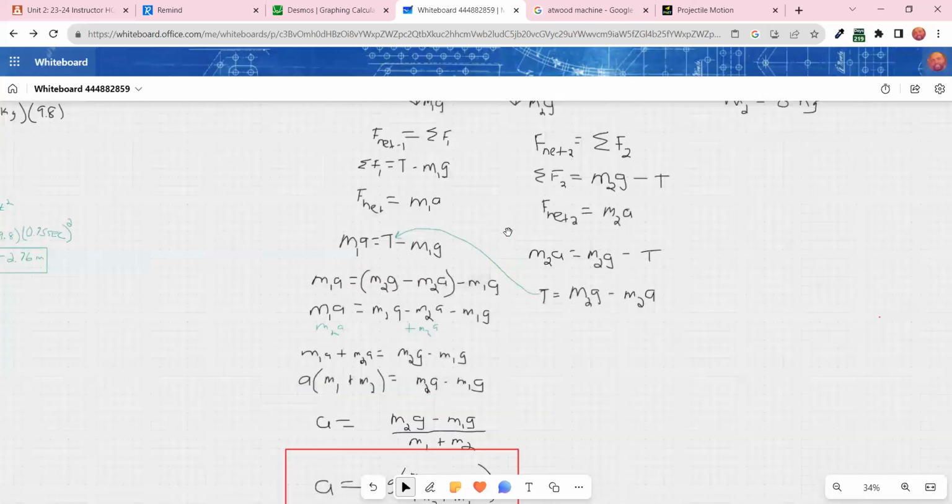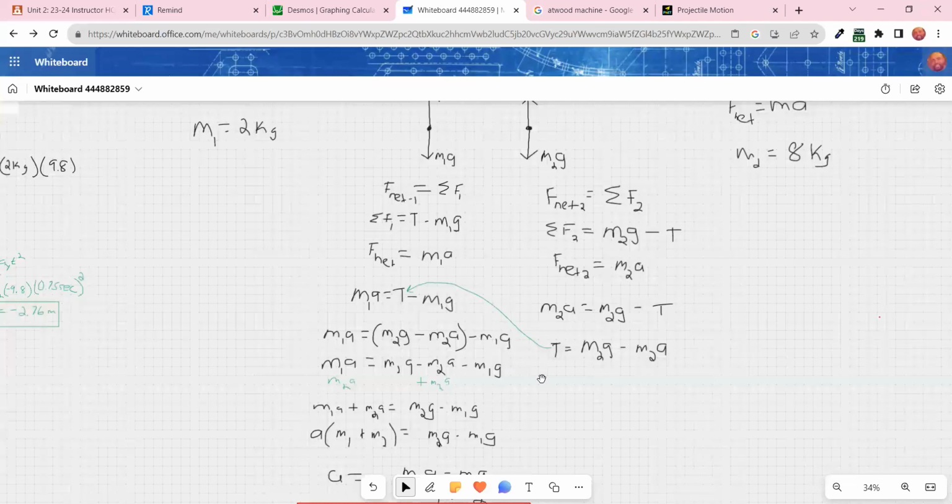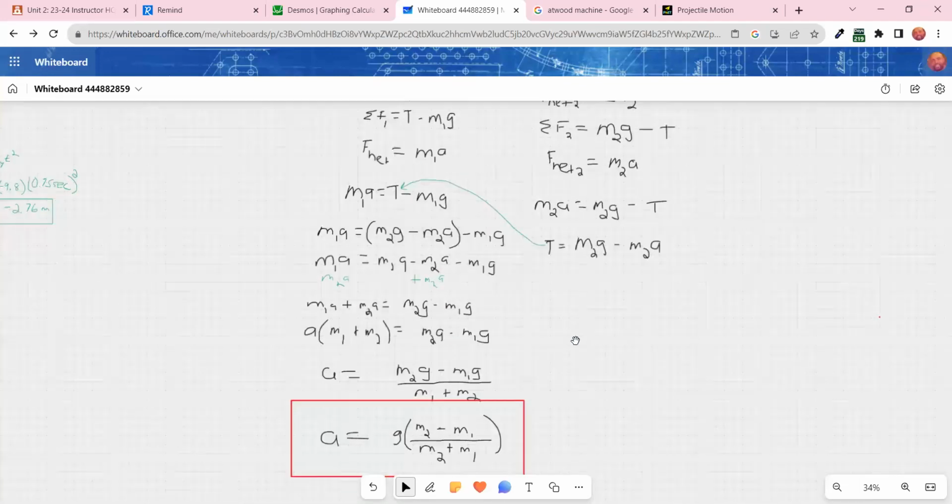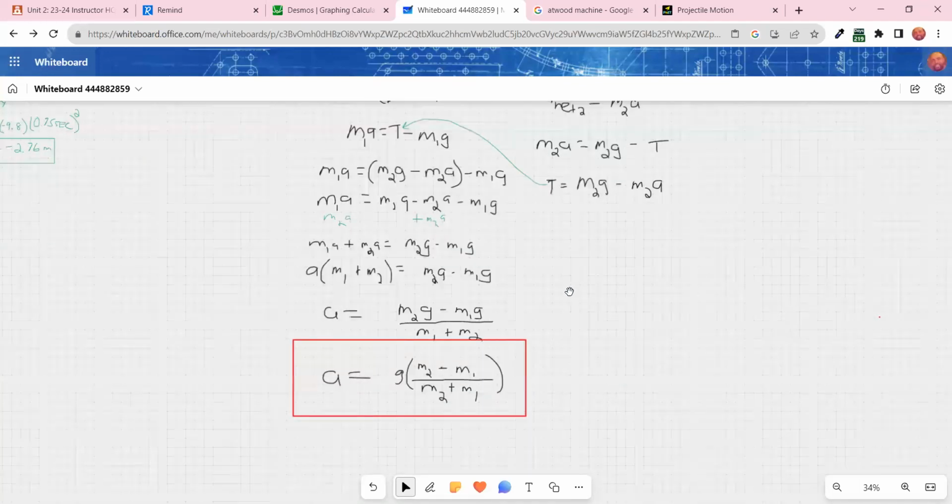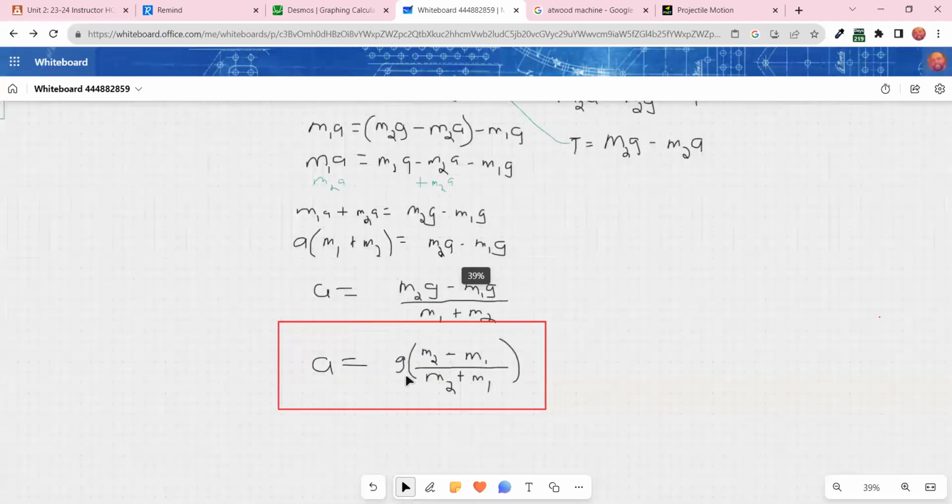So you may or may not have to do this on the test tomorrow. Well, not tomorrow, it's Tuesday. If you don't, just remember this right here.